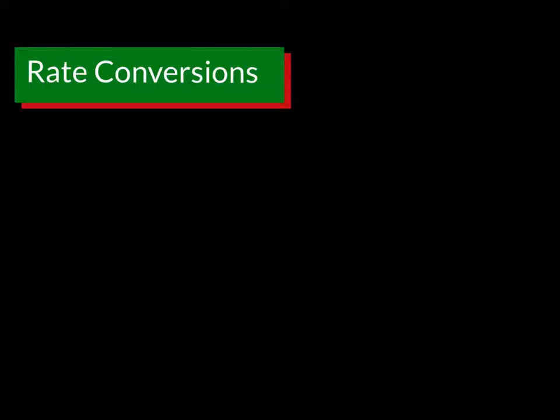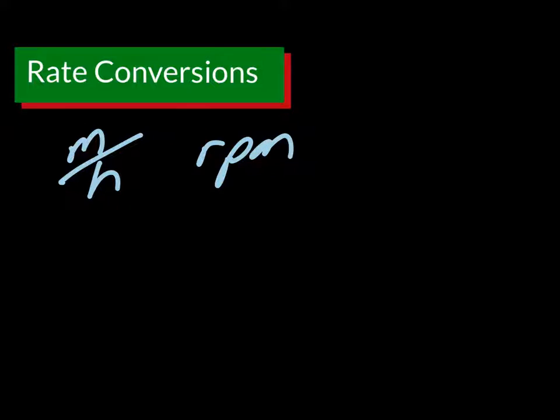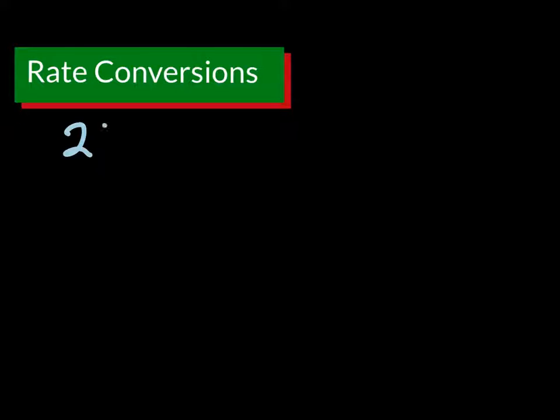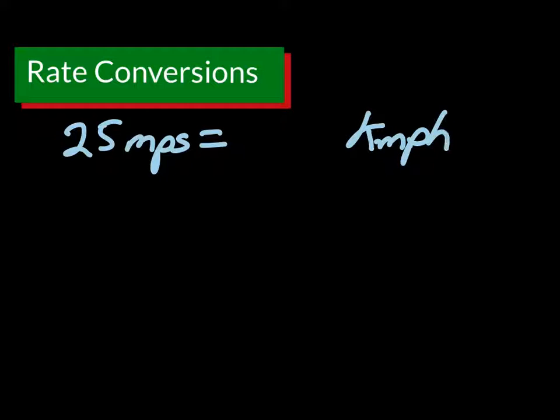The unit factor method or dimensional analysis can also be used to convert measurements that involve a rate or compound unit, such as miles per hour or rotations per minute. So let's try this. We'll convert 25 meters per second to kilometers per hour.